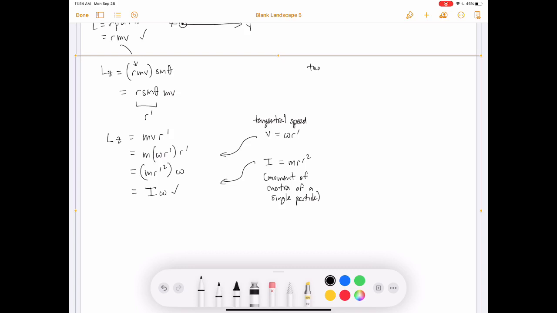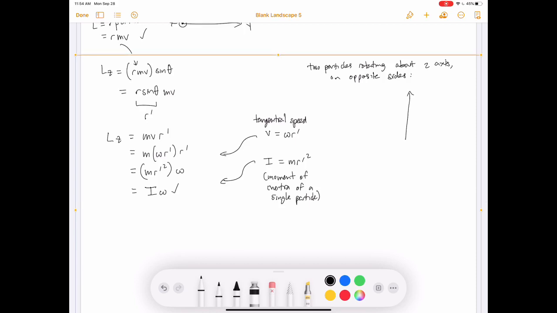So what if we have two particles rotating about the z-axis on opposite sides? Here's what I want you to think about. We have the z-axis, and then here's x, here's y, here's z. So we have two different particles rotating in a circle around the z-axis. Let's say we have m1 over here, m2 over here, and they're rotating this way.